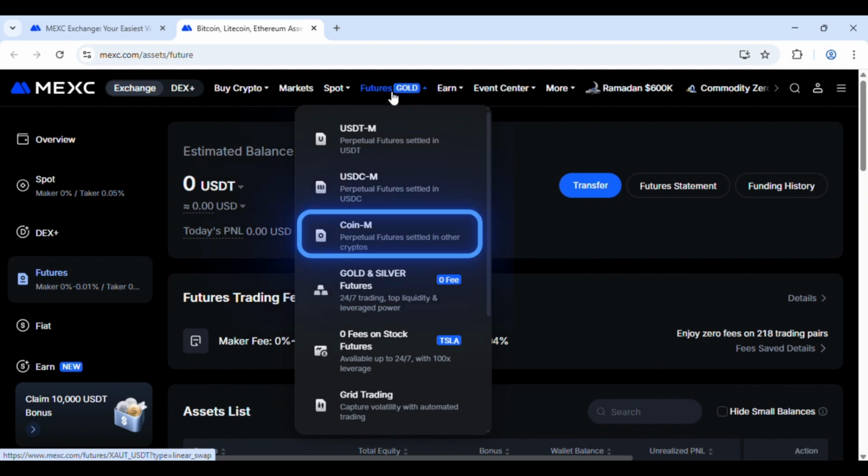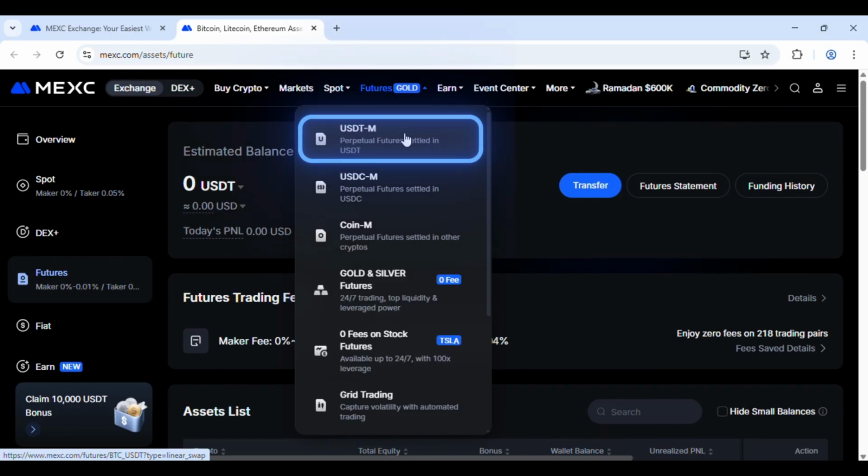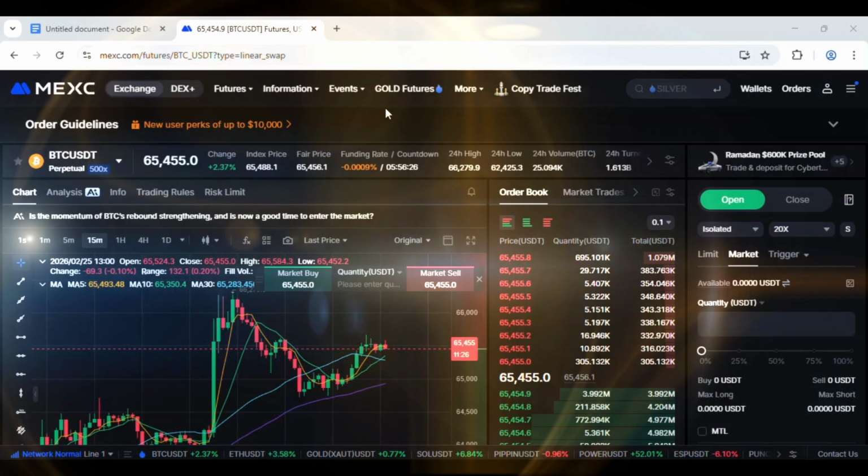Coin M Futures. Contracts are margined and settled in the cryptocurrency itself, like BTC or ETH. For example, if you trade BTC Coin M Futures, your profits and losses will be in BTC. Most beginners usually start with USDTM Futures. Now click USDTM Futures.